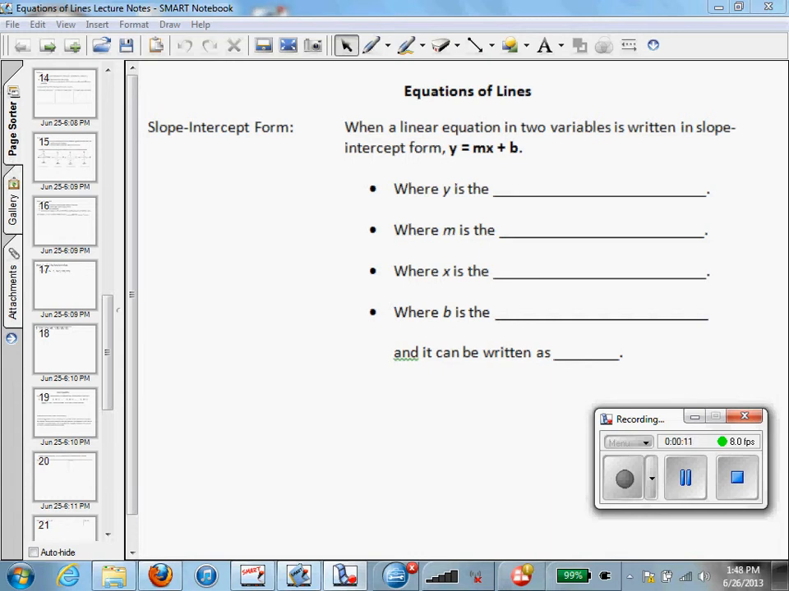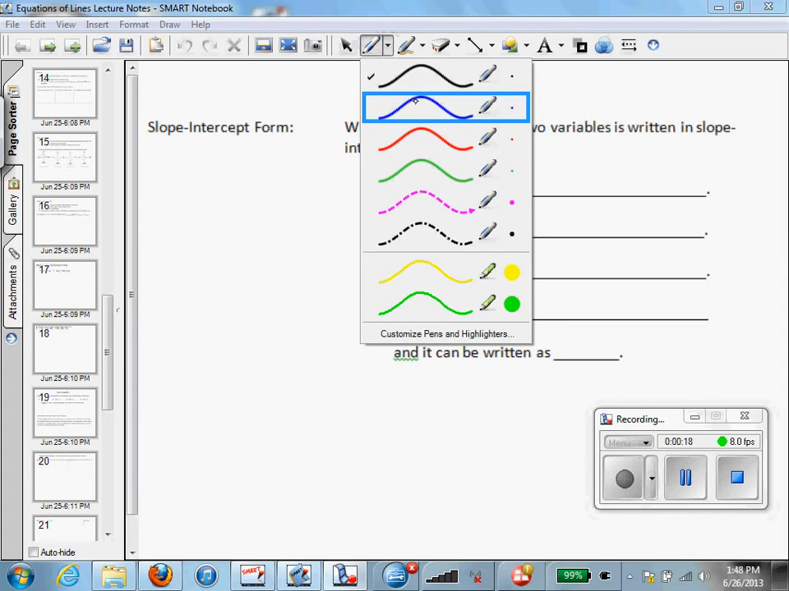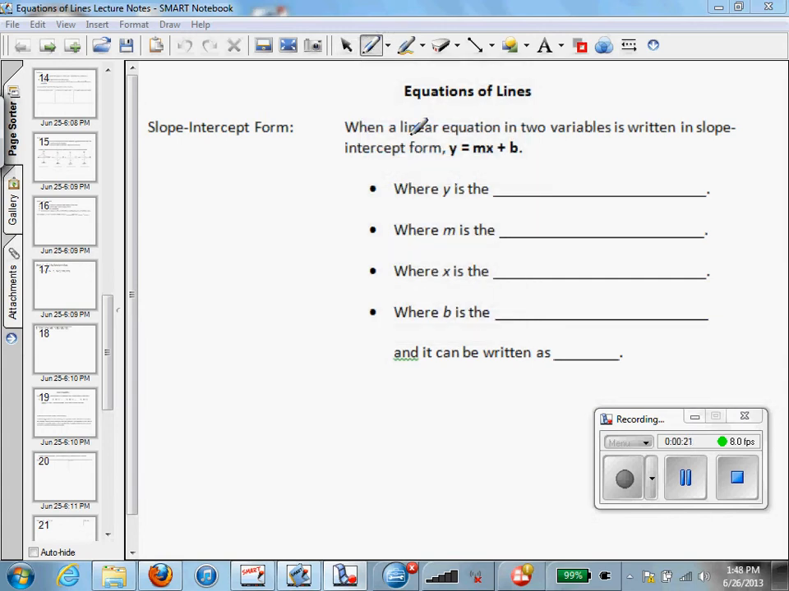Slope-intercept form. When a linear equation in two variables is written in slope-intercept form, it looks like y equals mx plus b. Let's go through and identify what those letters are. Where y is a y value and a coordinate. Where m is the slope. And where x is an x value, and where b is the y-intercept.